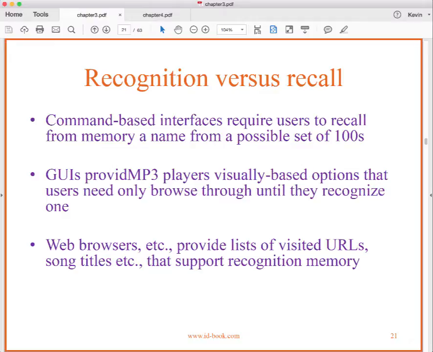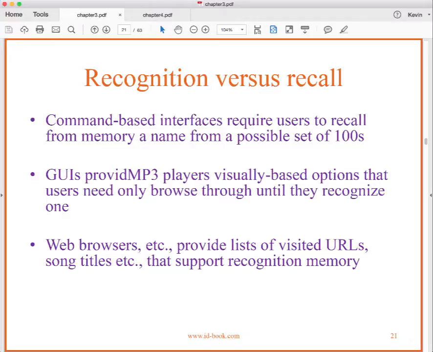We would like to be able to distinguish between recognition and recall when we're talking about these memory phenomena. Okay, so command-based interfaces require the users to recall from memory the name of all the possible set of hundreds of commands.